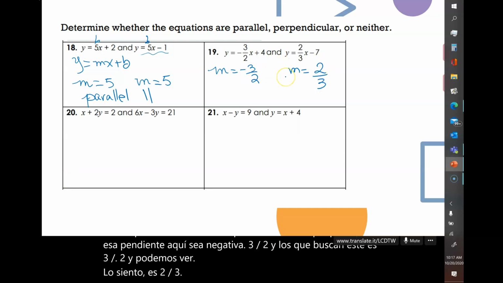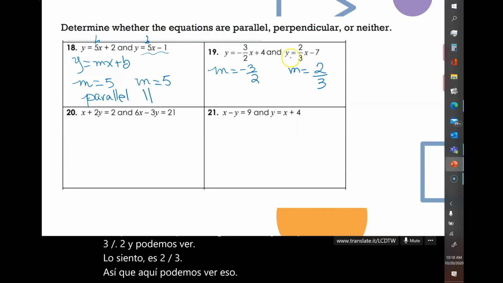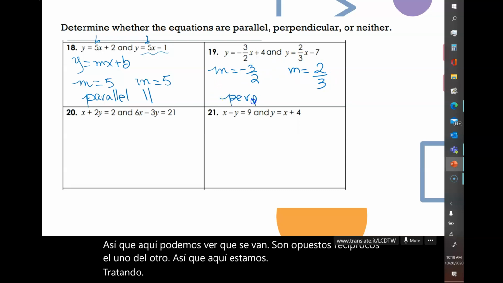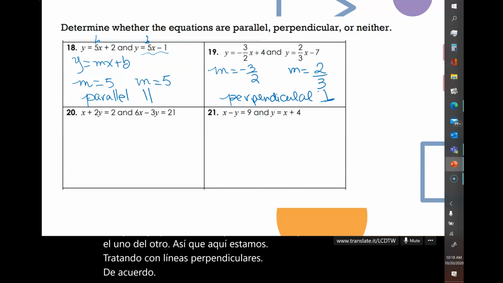So here we can see that they are opposite reciprocals of each other. So here we are dealing with perpendicular lines. Okay, so here, number 20 and 21. Number 20 here is in standard form. So all we need here is the slope.